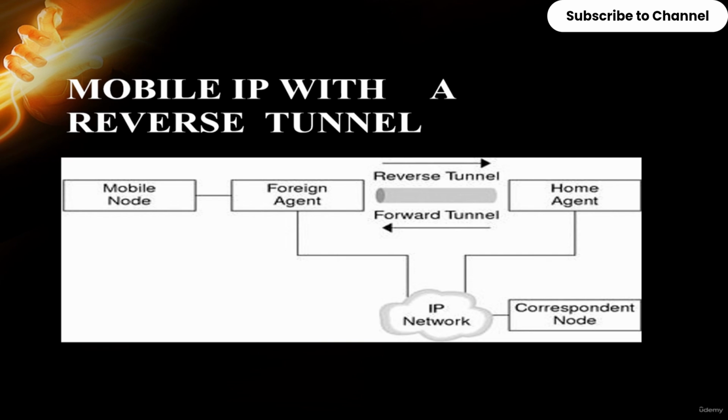The concept is very simple. It maintains two IP addresses, home address and care of address, home agent and foreign agent, tunneling, forward tunneling and reverse tunneling. So these are the concepts with mobile IP. Hope you can understand how mobile IP is working.